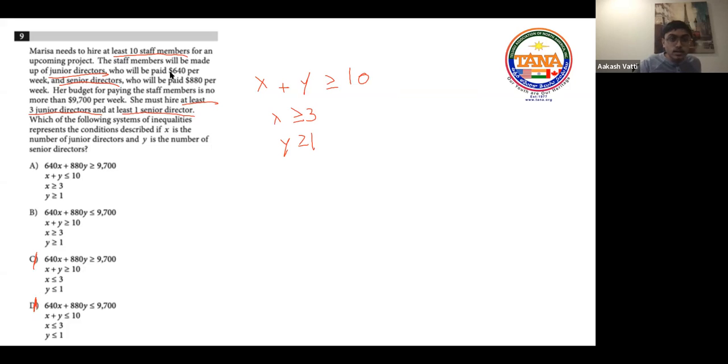And you have junior directors paid $640 a week, X, plus $880 per senior director, Y, has to be less than or equal to the budget, because she can't pay any more than that, and the only answer that matches with that is B.